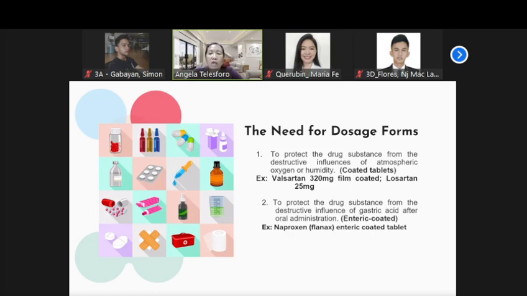So we do coating of tablets. So the coating can be sugar coating or film coating. So example is your sartans or your ARBs, your angiotensin receptor blockers. So it is film coated. Kasi ang sugar coated is para sa Enervon, no? So usually this is film coated.